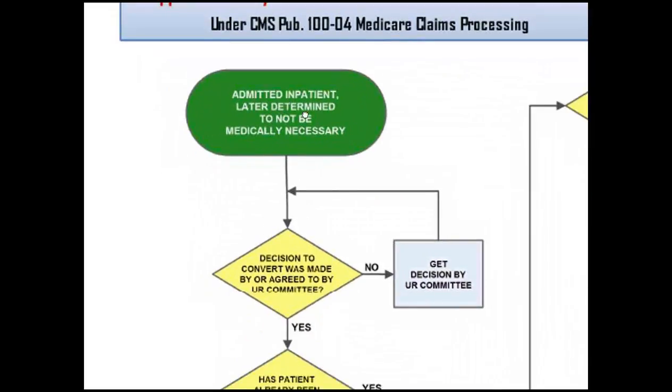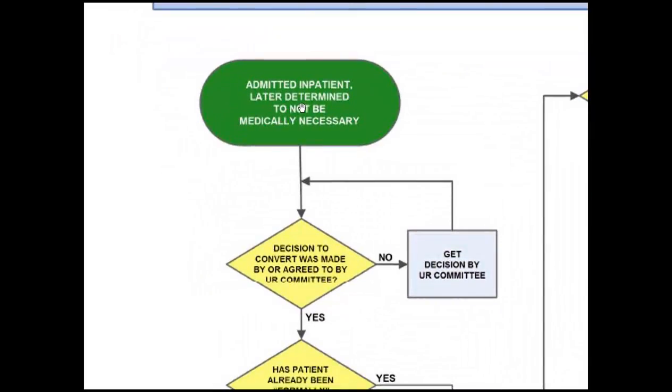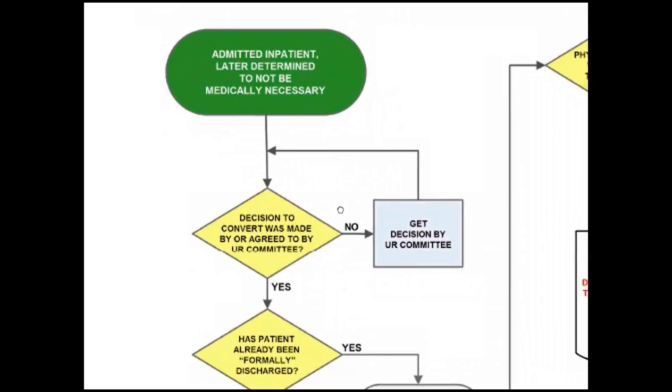Okay, so the first thing is you have somebody who has already been admitted as an inpatient, and all the documentation for that is appropriate, but you later determine, for any reason whatsoever, that the UR committee has looked at it and decided that it is not medically necessary for them to be an inpatient in the hospital. Doesn't matter why. Okay, so has the decision to convert from inpatient to outpatient been made or agreed to by the UR committee?